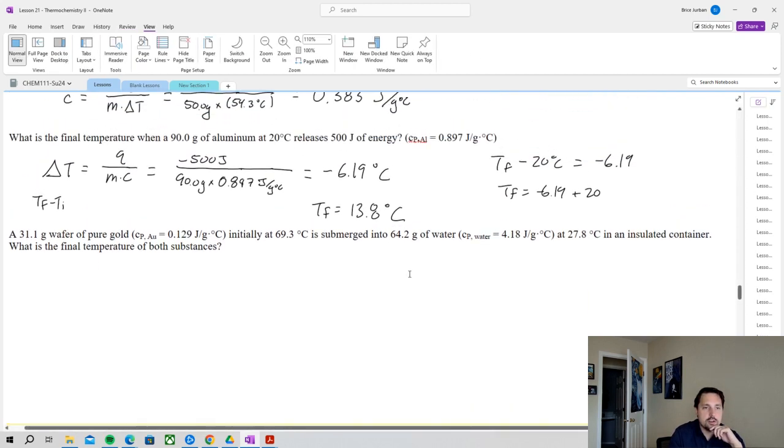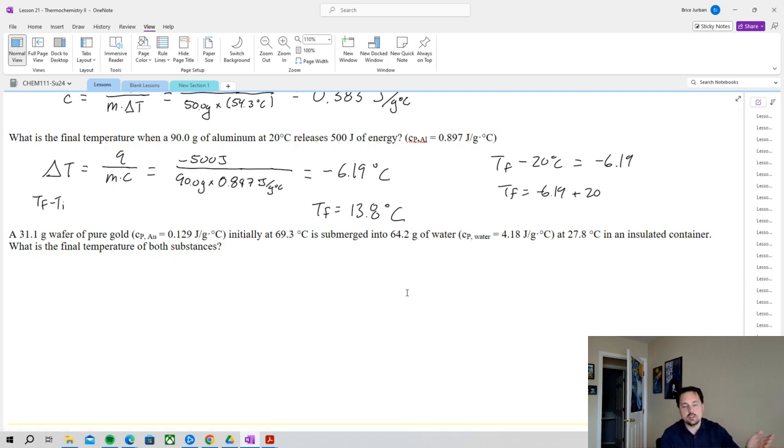All right, so this other one here, this is more or less what you'll see on certain problems. If I have a solid sample of gold and it's initially heated to 69.3 degrees Celsius, I then drop it into a known mass of water at a temperature that's lower. The gold is going to transfer its heat to the water, and the water will increase in its temperature. The final temperature of both substances will be the same, and we can calculate the final temperature by looking at the loss in energy from the gold and the gain in energy from the water.